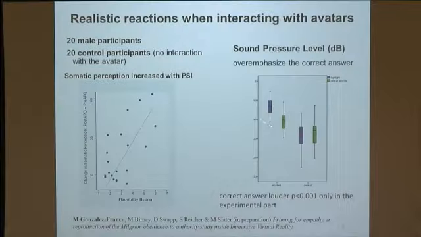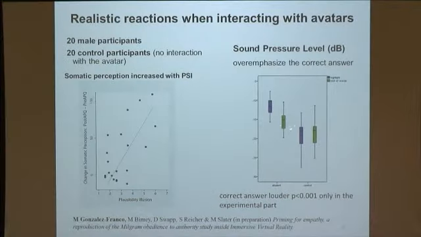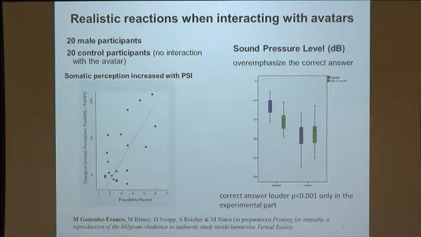So here we have the experimental condition and the control condition, and this is the sound pressure level of the words that they read aloud. And this is the correct word, and these are the other options. So they are significantly saying louder the correct word, trying kind of helping the avatar, even though many of them don't actually notice. And we wanted to rule out that it was only because the word was in capital letters, so that's why we ran the control condition, but this doesn't happen in the control condition.